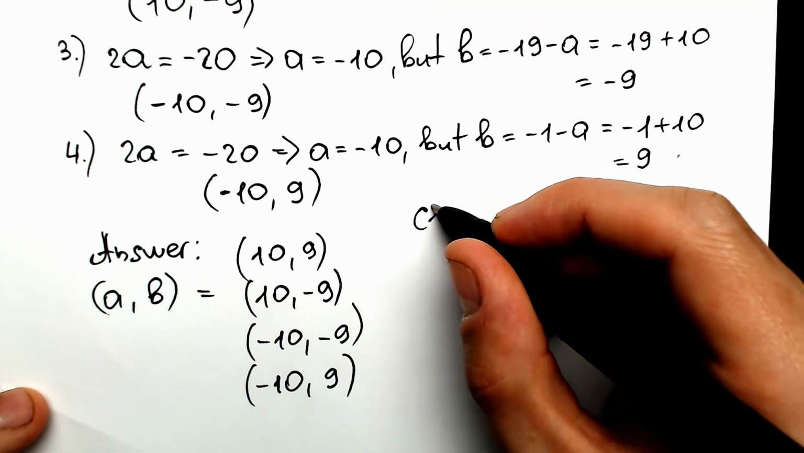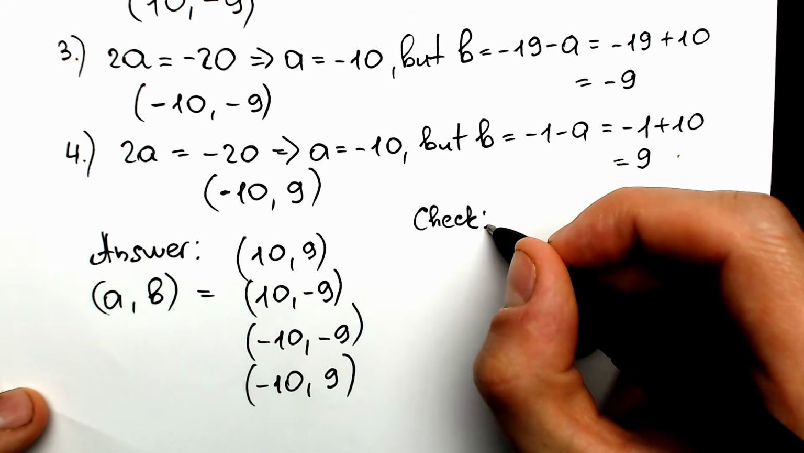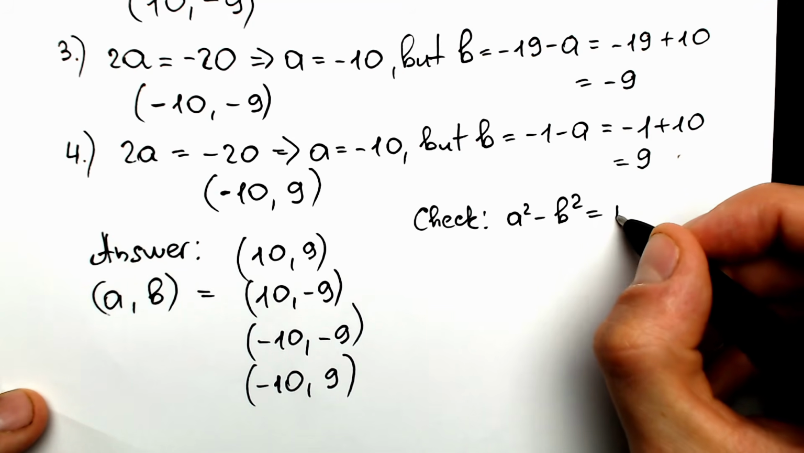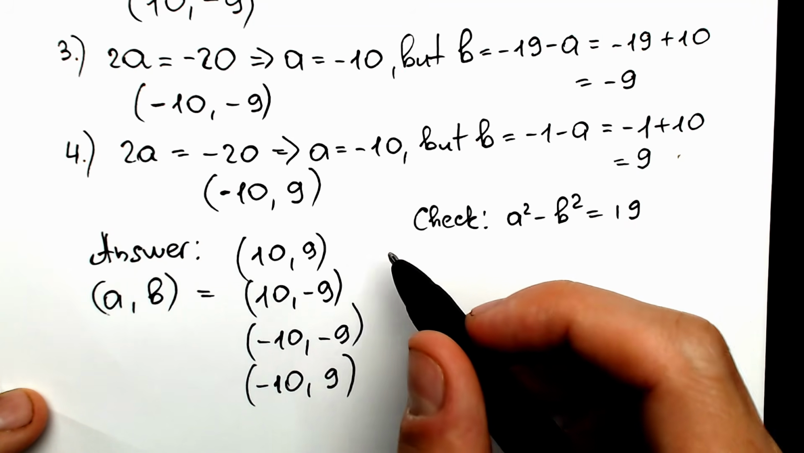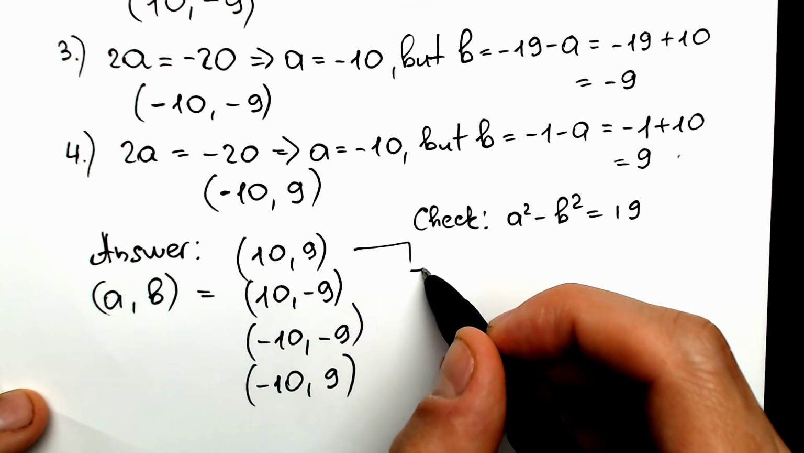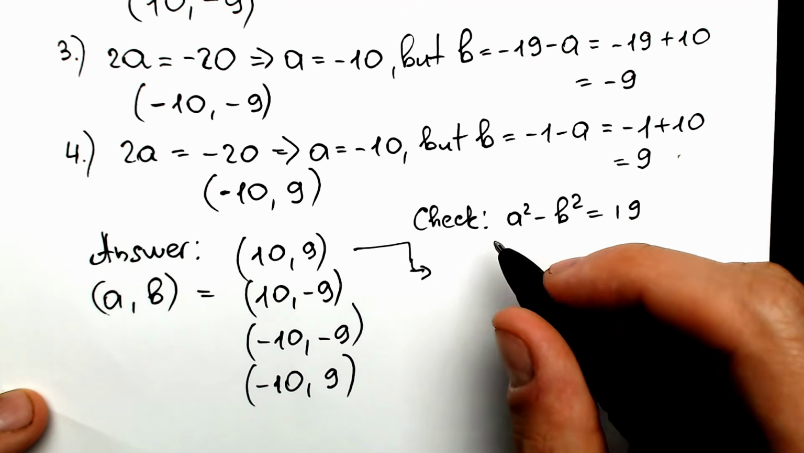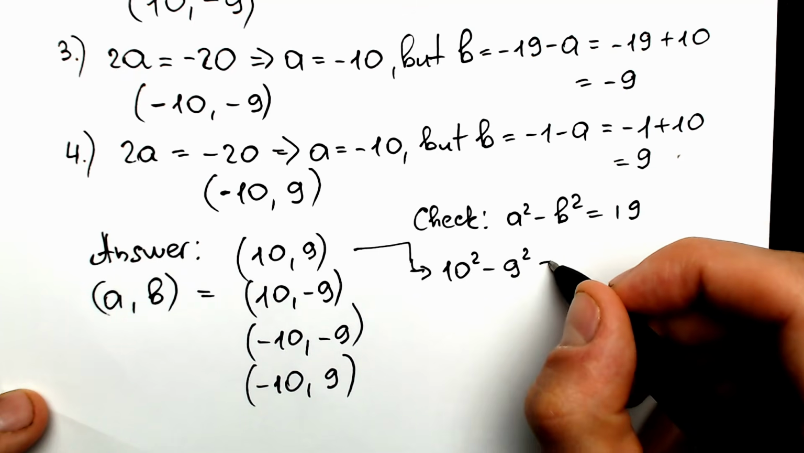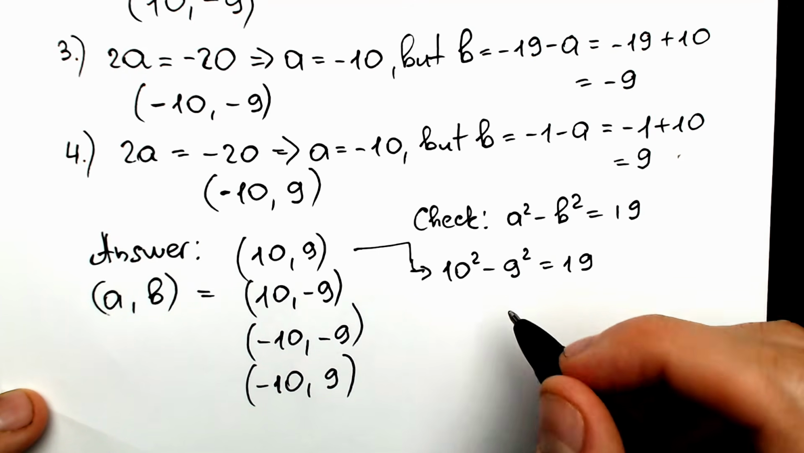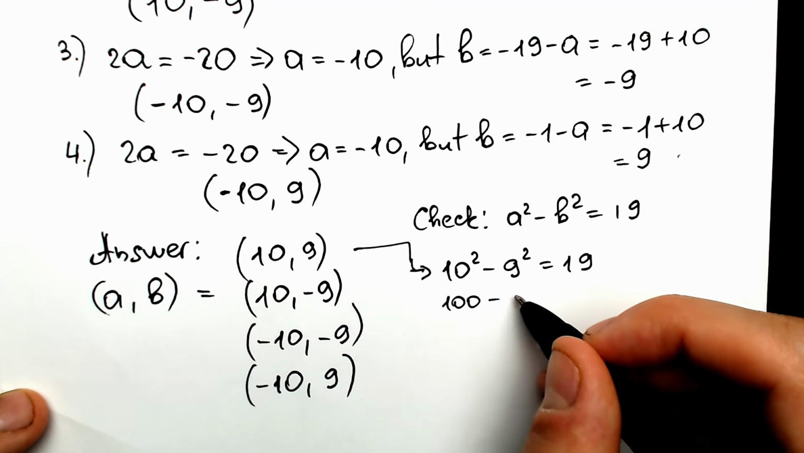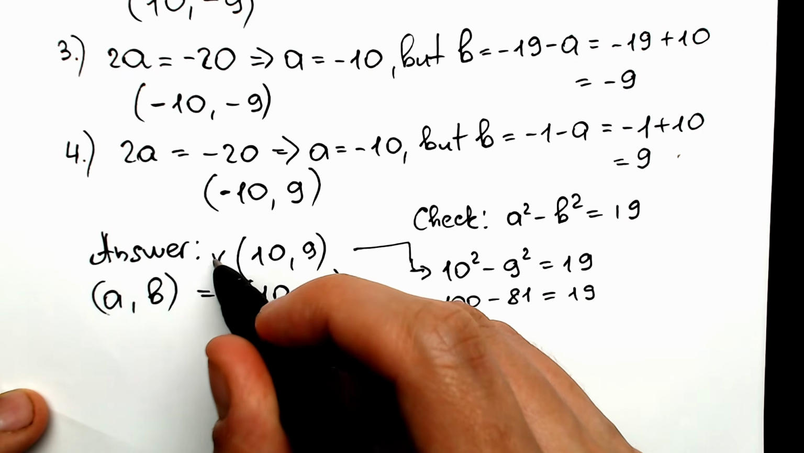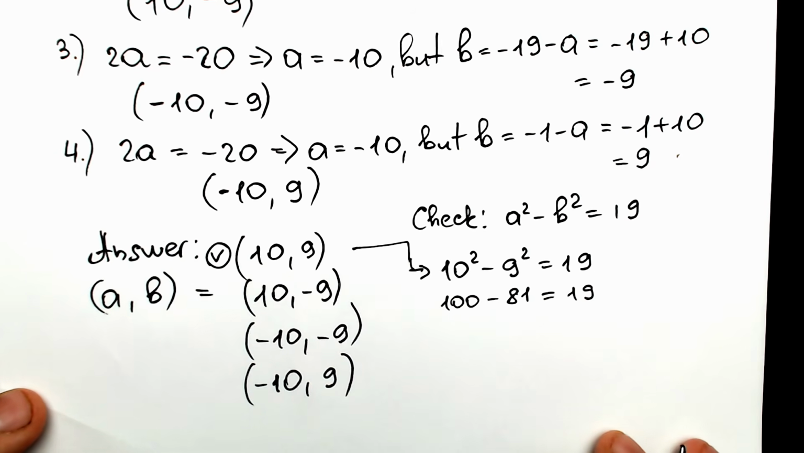So our check, a square minus b square equal to 19. So let's check, for example, this one real quick. So we have 10 and 9. So we have 10 square minus 9 square equal to 19. Everything is great because 100 minus 81 equal to 19. So this pair is good for us, 10 and 9.